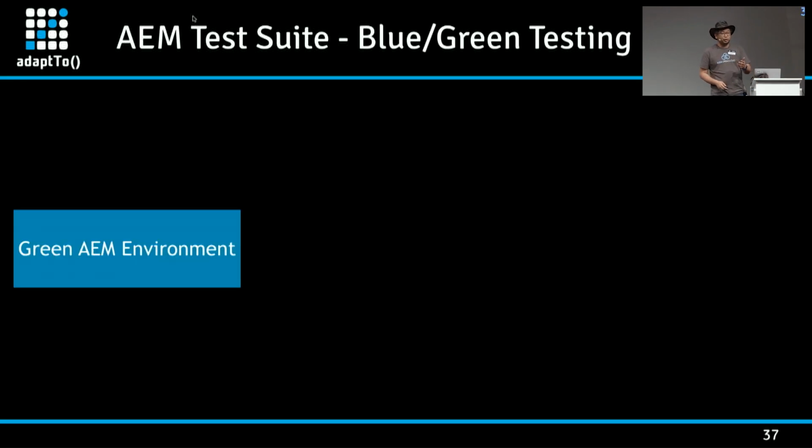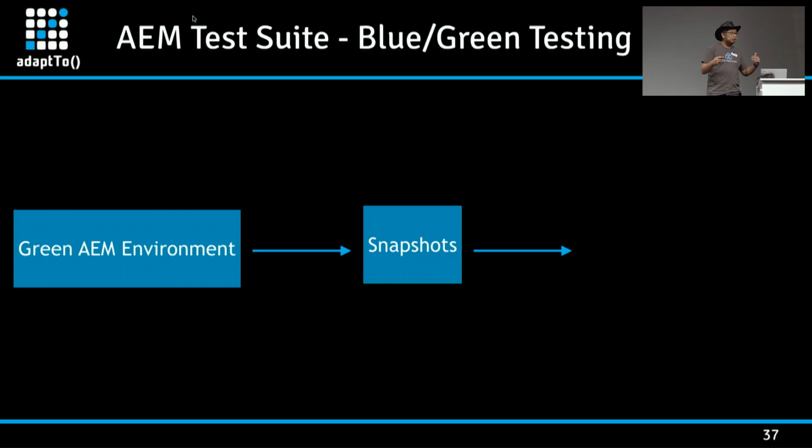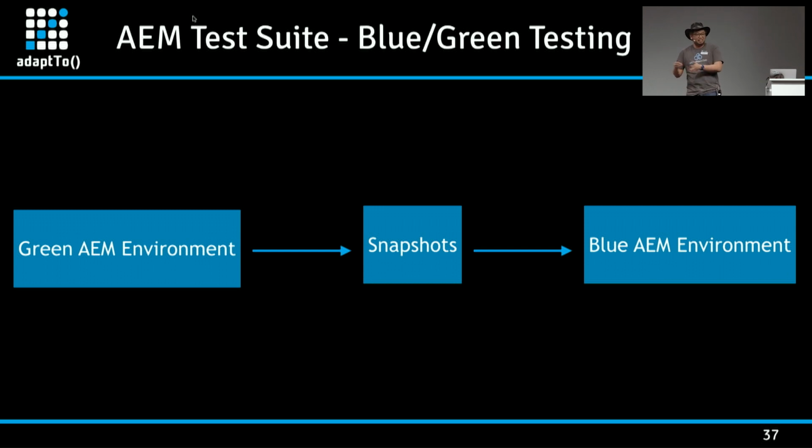BlueGreen testing was introduced to answer the same kind of question: how do we know that the BlueGreen feature is working? So this test pipeline creates a simulated green AEM environment. So we just pretend there is an AEM environment there. And then we take snapshots out of it. So create a snapshot for an author environment, and then create another snapshot for a publish environment, and then use those snapshots to create a pretend blue AEM environment. So the idea is that we should always know that the blue-green capability is actually working.